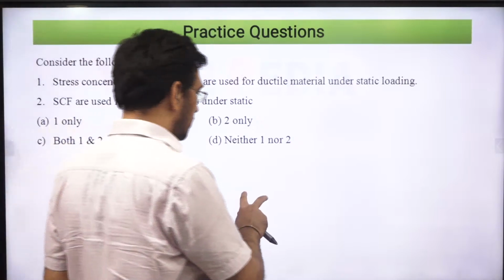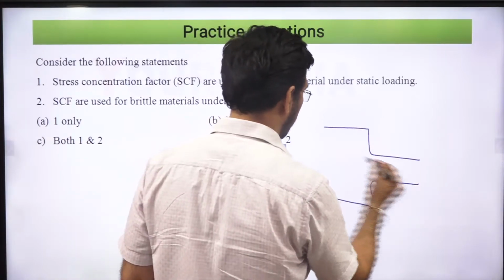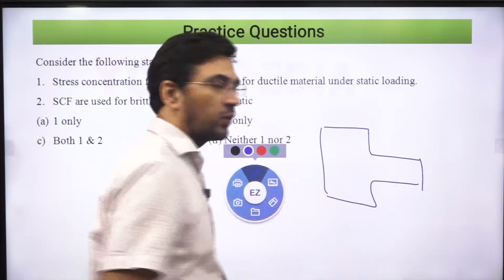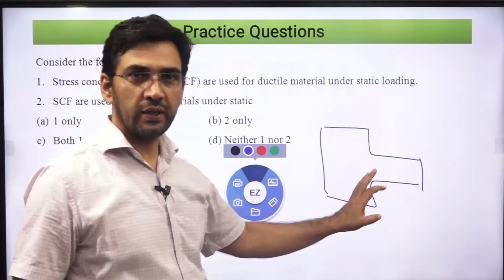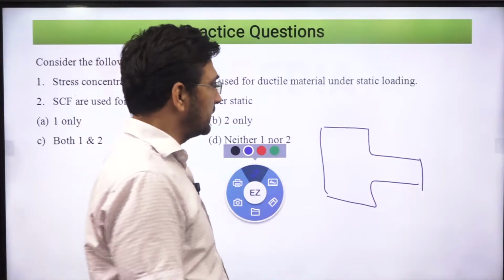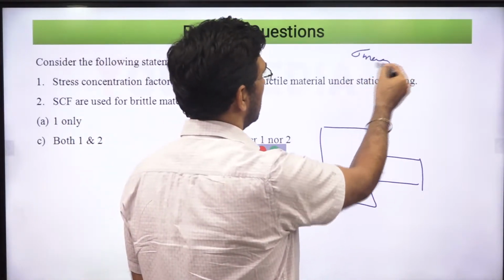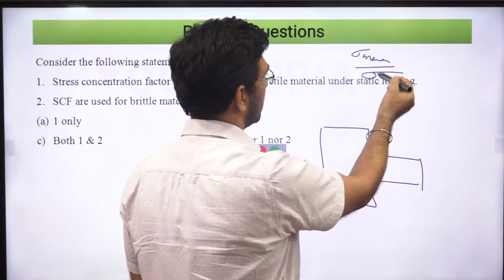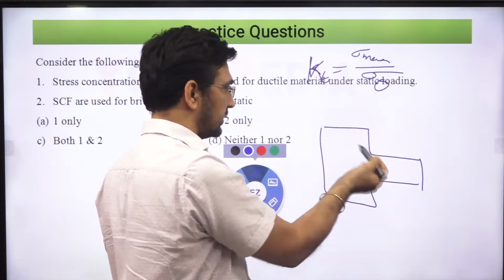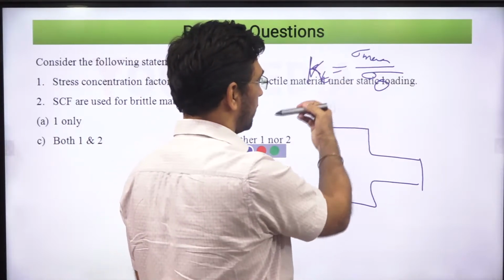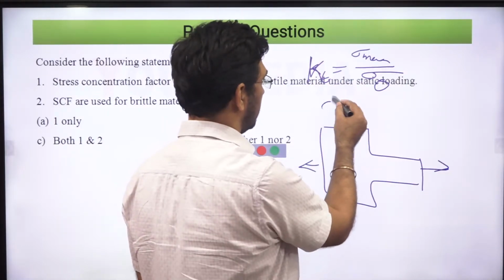Let's say you have a component in which you are going to have a discontinuity. So we say that you're going to have a larger value of stress over here. But the question is, should we use the stress concentration factor, that is, the maximum value of stress to the nominal value of stress as per the formula, KT? Should I use KT or not? That is the question here, provided this is a static loading case and the material is ductile or brittle.